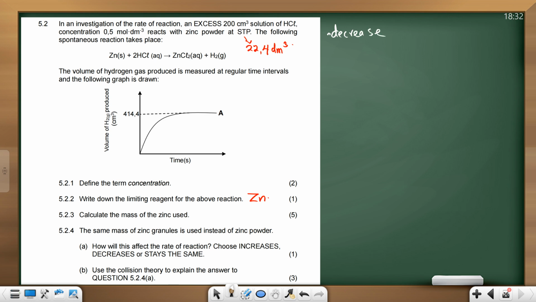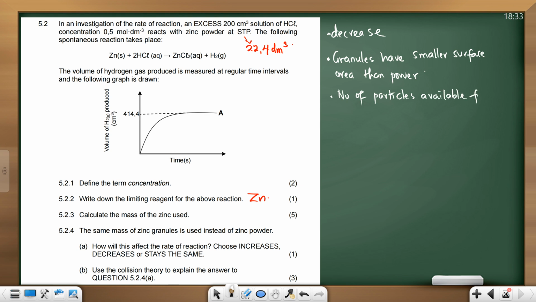Now, whenever you explain this, you'll always see that collision theory there. I would say that granules have smaller surface area than powder. Okay, now we want to see how this will affect the number of particles available for collision. It decreases. Does that make sense?